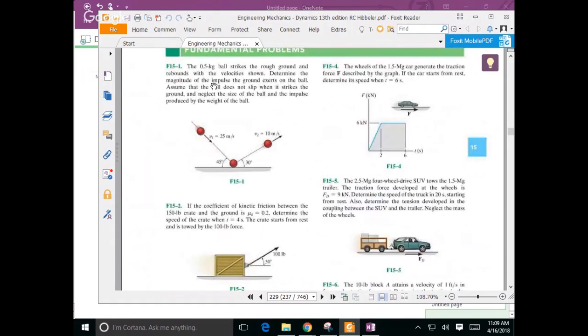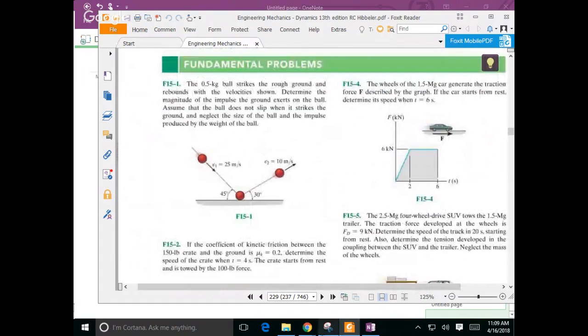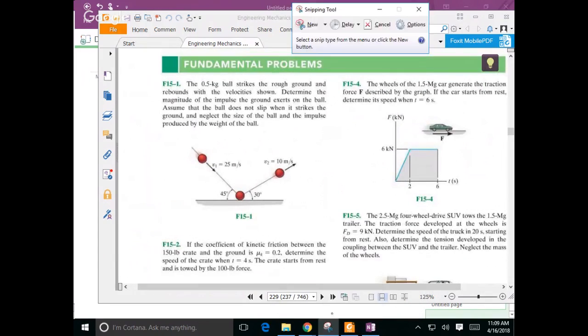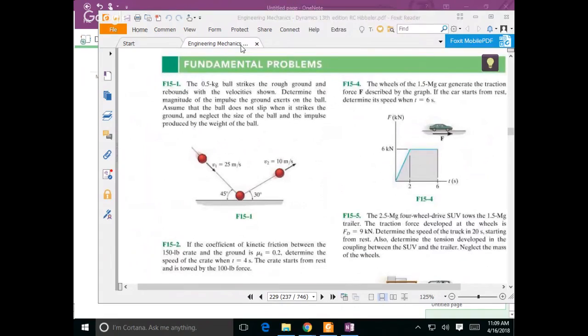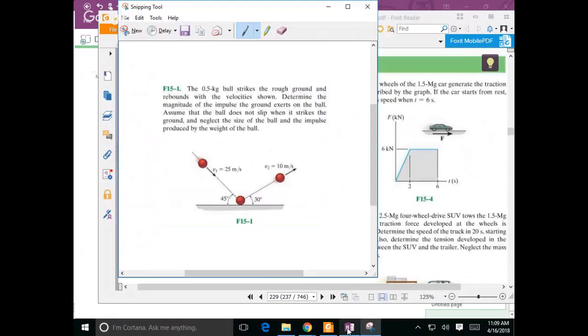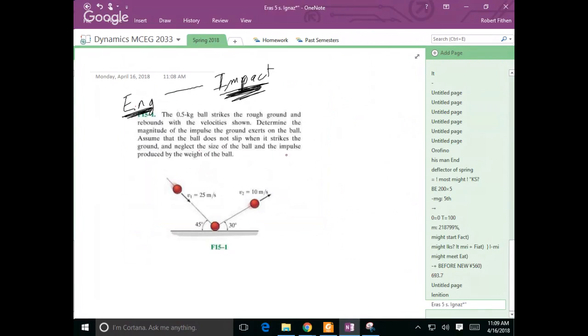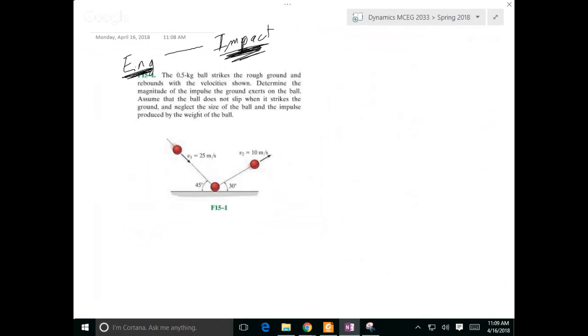Well, there you go. So half kilogram ball strikes a rough ground. Hang on. Let me grab it and put it over here. Wait a minute. Let me put it in here. I'll just drop it here. How's it doing this? I guess good enough. I don't have time to figure out what it's doing.